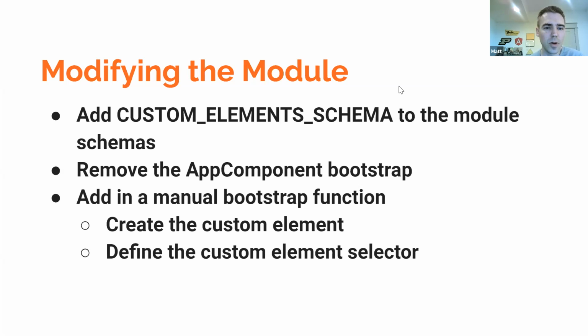And then you're going to remove the app component from the bootstrap, and you're going to manually add a bootstrap function. Inside the function, you're going to create a custom element and then give it a name or a tag name to use.